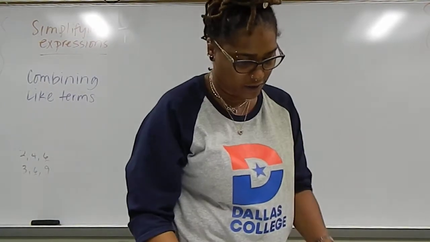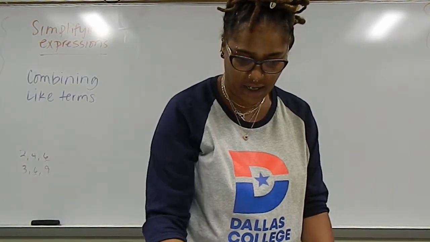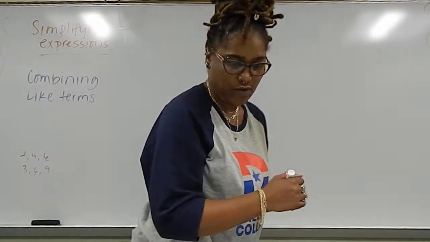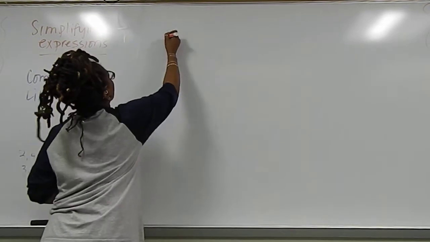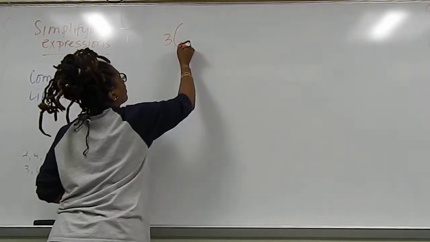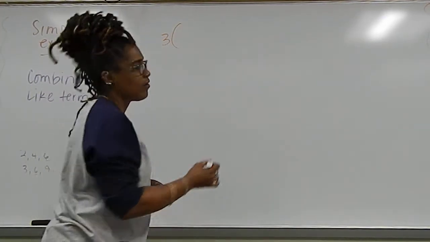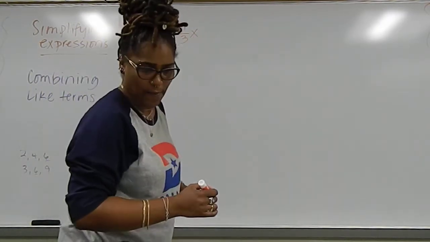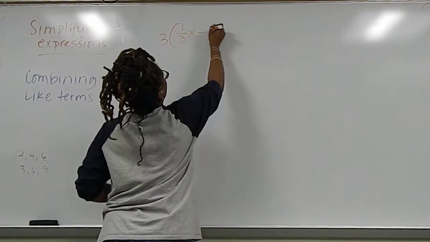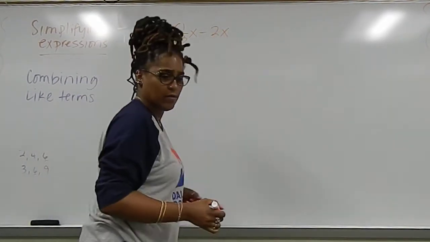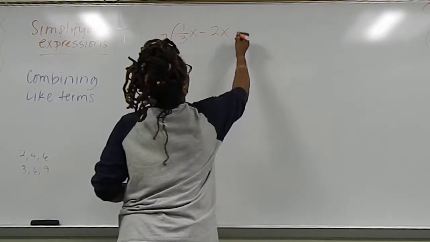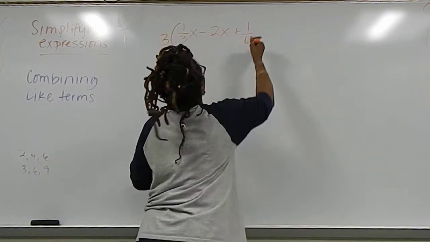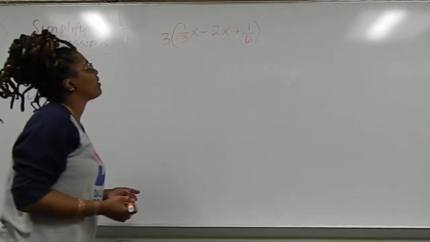All right. So, I thought I saw something nice. Yeah, here's one I like in here. I don't know if you can see this one. Let's see. We have 3 times 1 over 3x minus 2x plus 1 over 6. Is there X on that? Nope. Cool. That's a cool one, right?